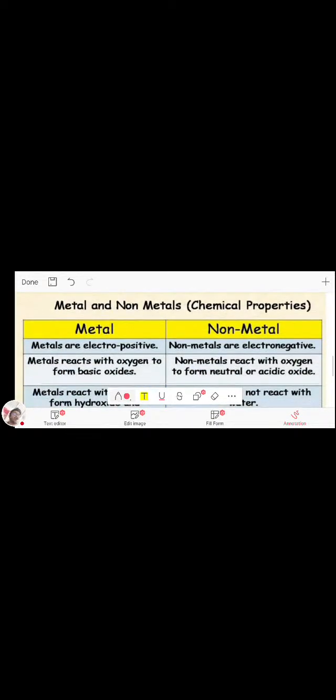So we have already seen physical properties. Now coming to chemical properties of metals and non-metals. Metals are electropositive. Non-metals are electronegative.